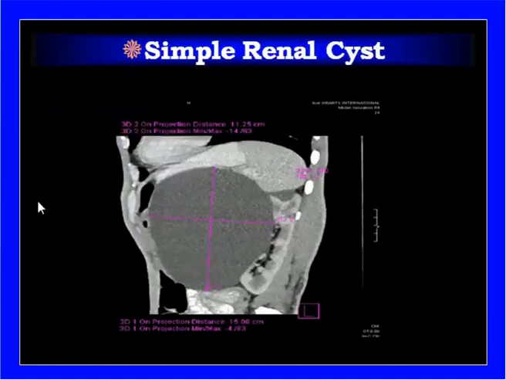Again, CT scan of a large renal simple cyst. This is a huge cyst and the cyst at this stage may become problematic. They are prone to infection, they are prone to rupture with trivial trauma, or hemorrhage can occur inside the cyst.